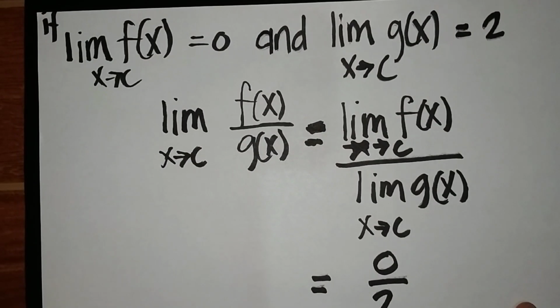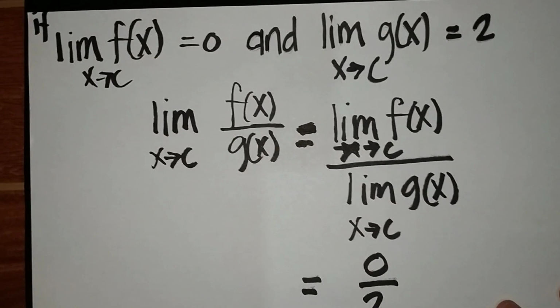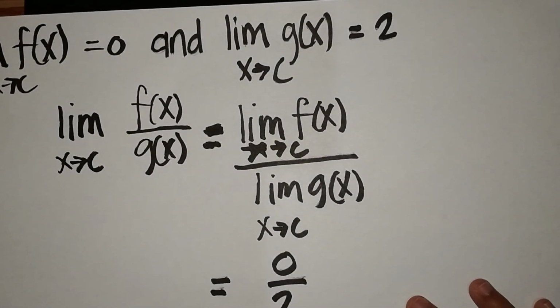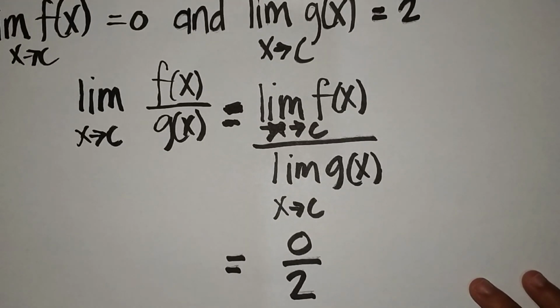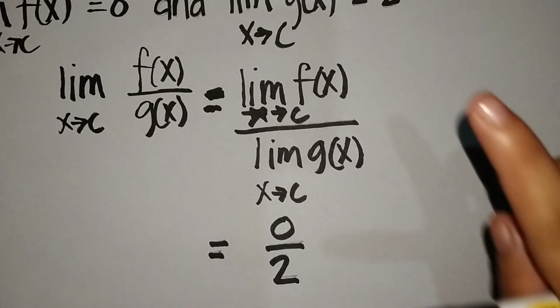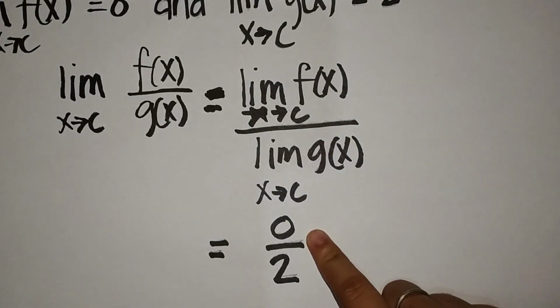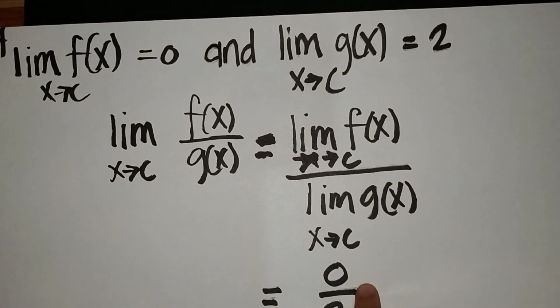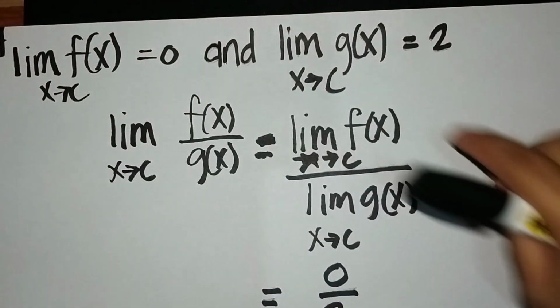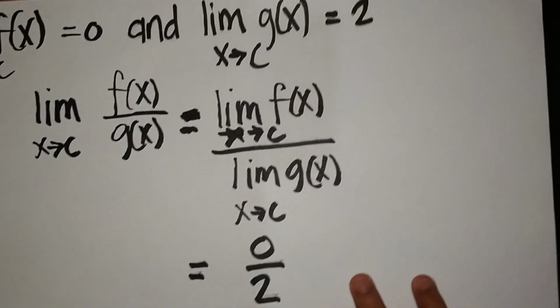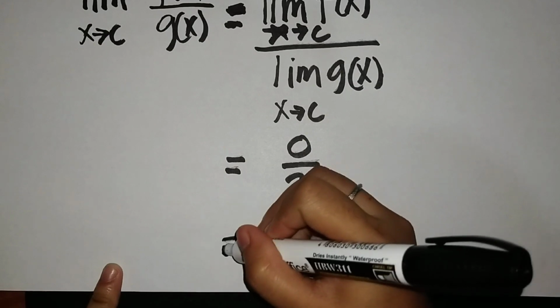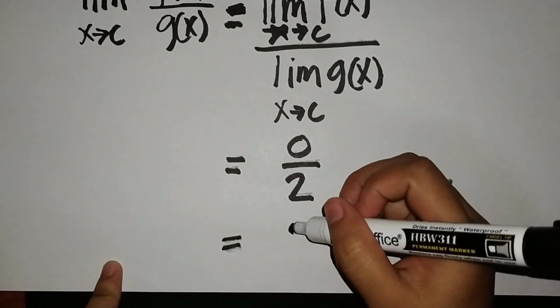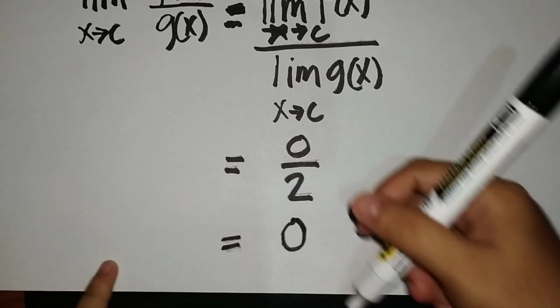For our second example, we let the limit of f of x be equal to 0 and the limit of g of x be equal to 2. If we are going to get the limit of f of x over g of x, the limit of f of x is equal to 0, and the limit of g of x equals 2. So the limit of the two functions is equal to 0.